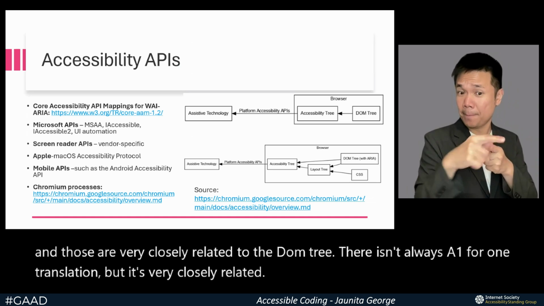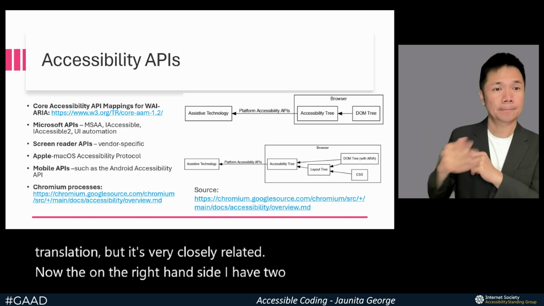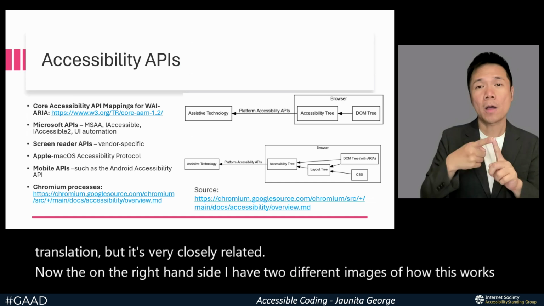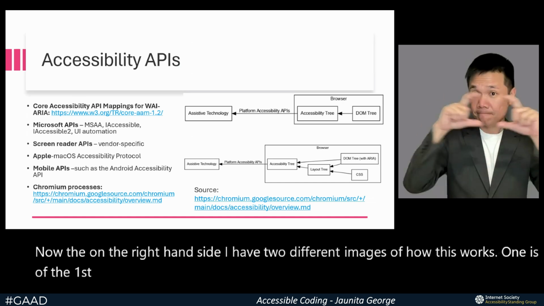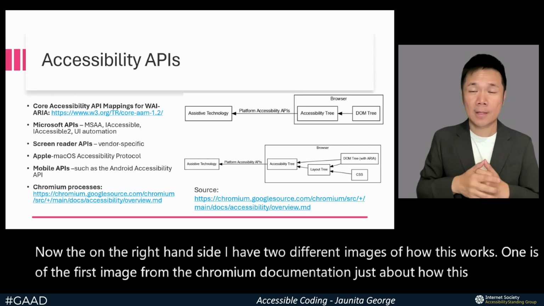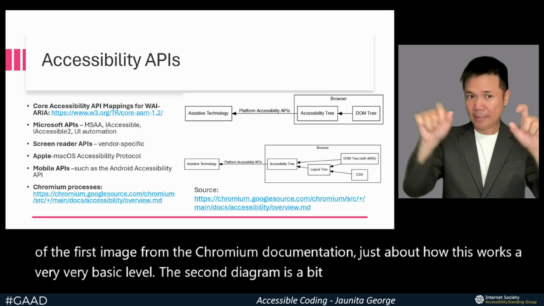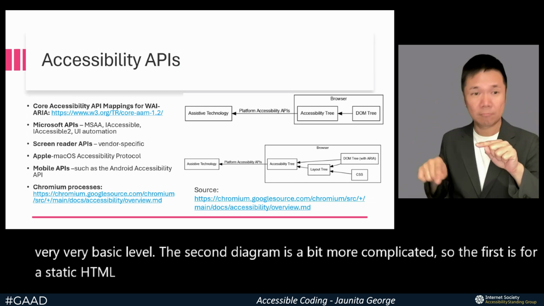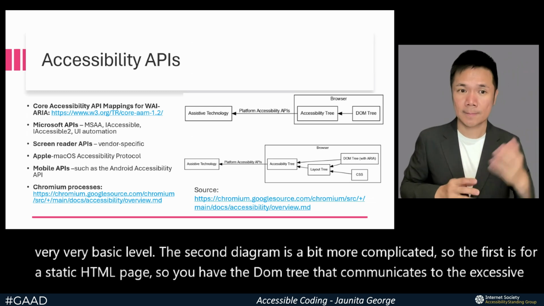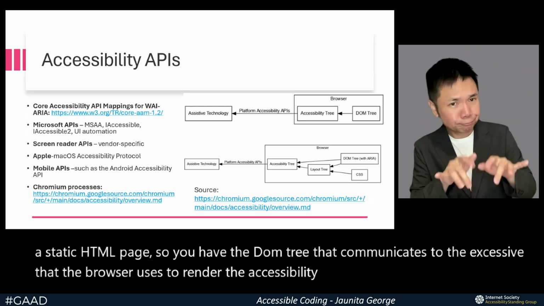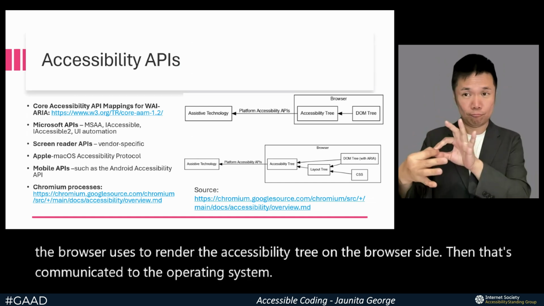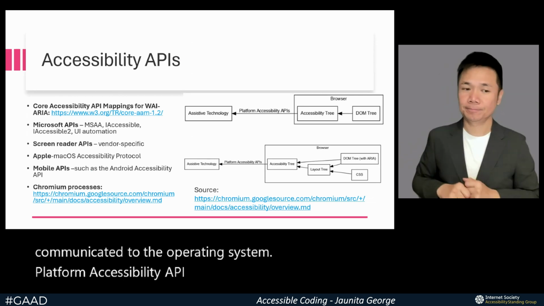Now, on the right-hand side, I have two different images of how this works. One is the first image from the Chromium documentation, just about how this works at a very, very basic level. The second diagram is a bit more complicated. So the first is for a static HTML page. So you have the DOM tree, which the browser uses to render the accessibility tree on the browser side. Then that's communicated to the operating system platform accessibility API. And then that's communicated to assistive technology.